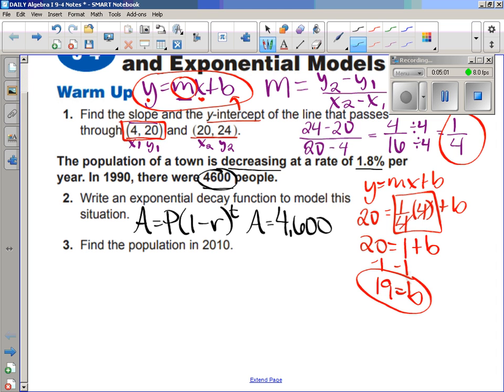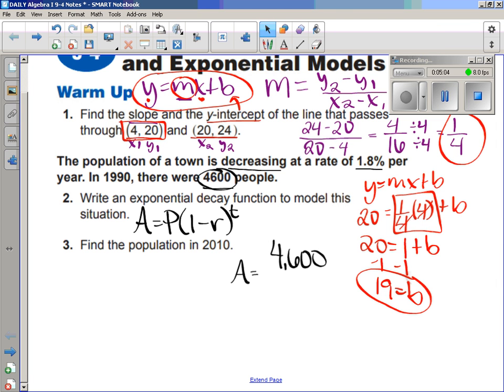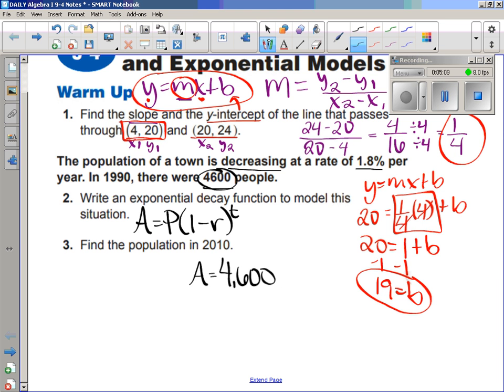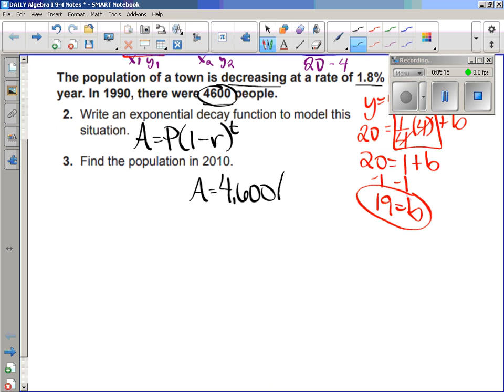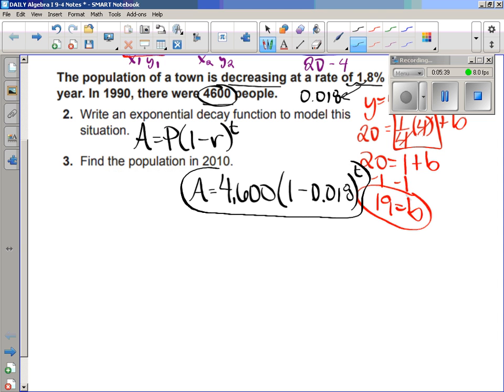Actually, I'm going to run out of room, so let me move this down. So 4,600, and then 1 minus my rate. Now remember, 1.8% is not 1.8 when I plug it in. I need to move the decimal place over twice, and that makes 0.018, to the t. Now that is my model. That's my formula.